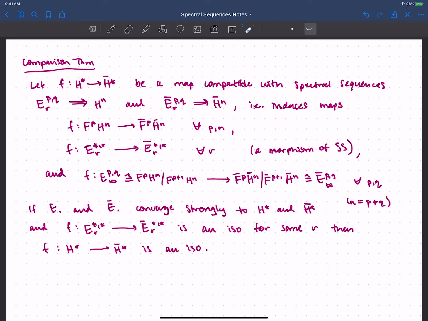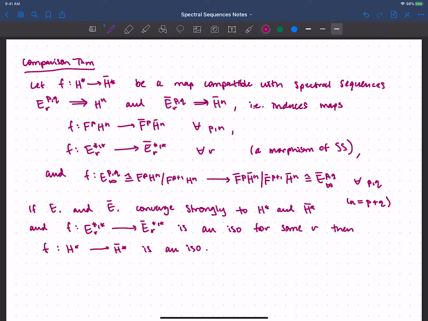And then the whole point is, if the two spectral sequences both converge strongly to different things, but they are isomorphic at some point, so in particular they're isomorphic on the E infinity pages, then actually the thing that you had the associated graded for, the filtration of their cohomologies, those cohomologies are also isomorphic.